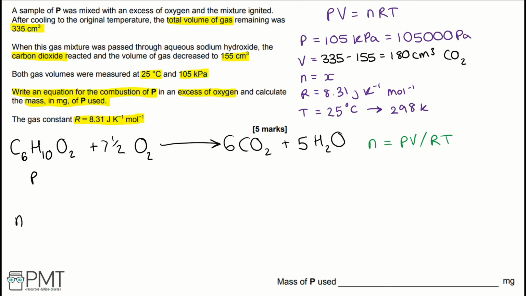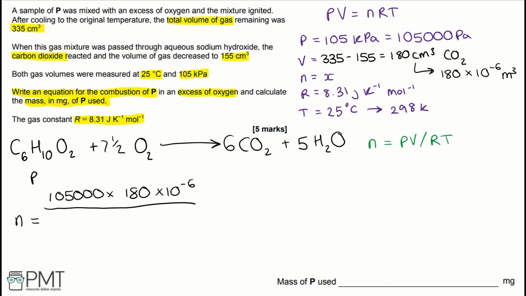So we've got n is equal to the pressure, 105,000, multiplied by volume, which is 180 centimetres cubed, but we want this in metres cubed for the equation, so it's going to be 180 multiplied by 10 to the negative 6 metres cubed, so times 10 to the negative 6 here, and then we're going to divide by R, which is 8.31, and multiply by T, which is 298.